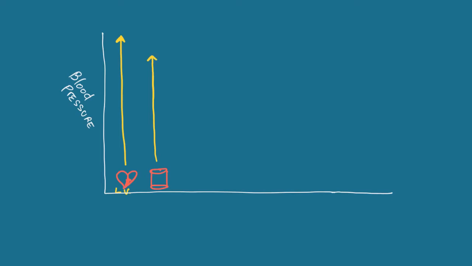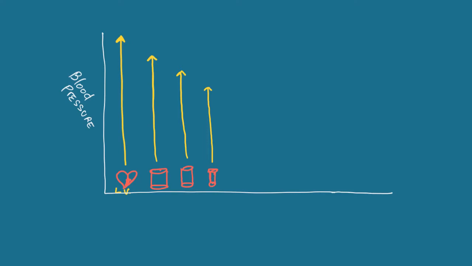The blood pressure in the large arteries is lower than the blood pressure in the aorta. So these are the large arteries. Next in line are the small arteries and arterioles. The small arteries and arterioles will have lower blood pressure than the large arteries.